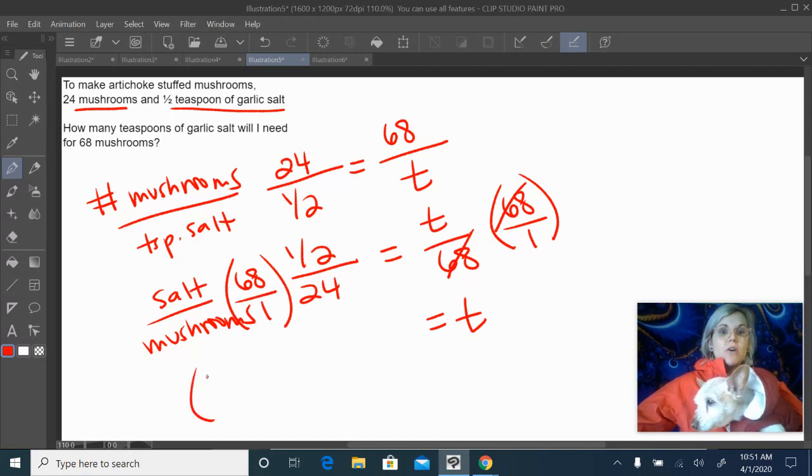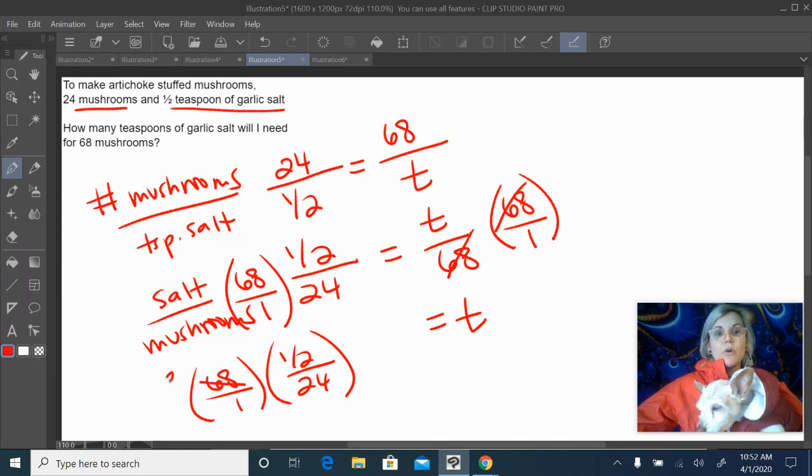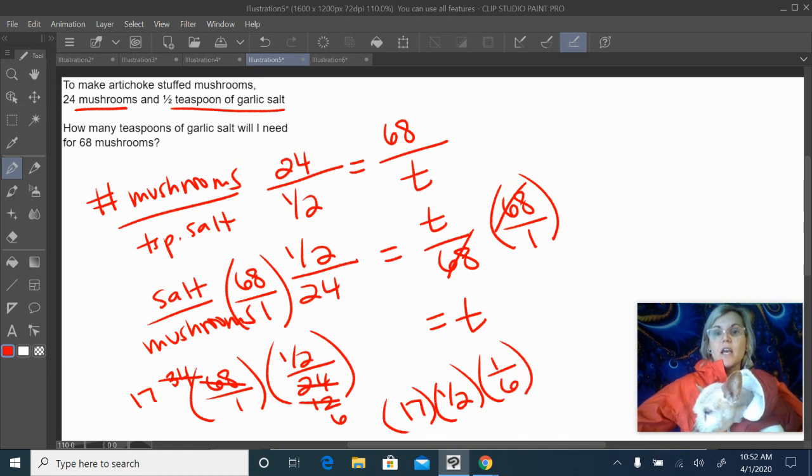So I'm going to write this out. I have 68 over 1 times a half over 24. So I know that these can both be first divided by 2. So I'm going to put 34 over 12. I can divide by 2 again. So I get 17 over 6. So let's try what we have out. I have 17 times, I'm going to take this 1/2 and take it out like that, times 1/6. Okay, and it's times 1/6 because this 6 is on the bottom.